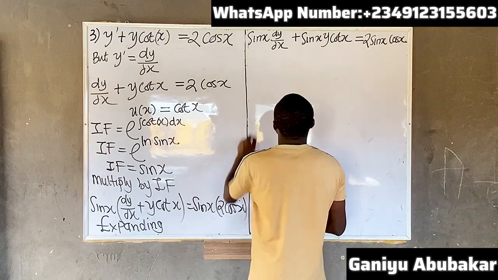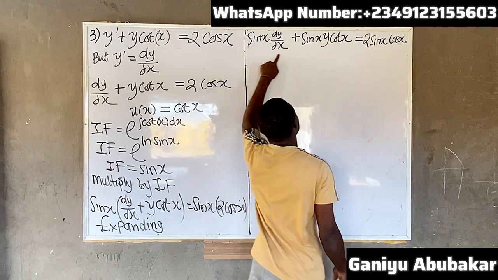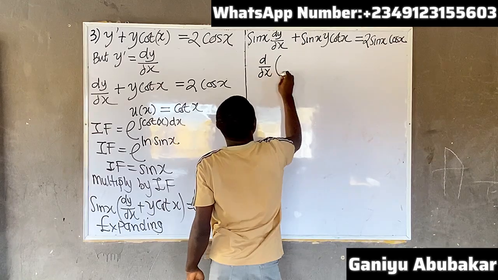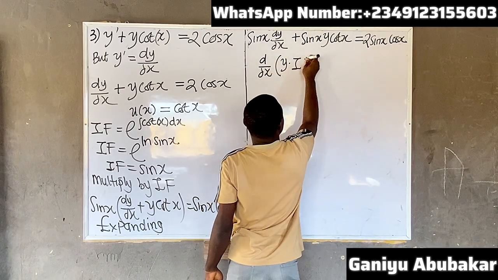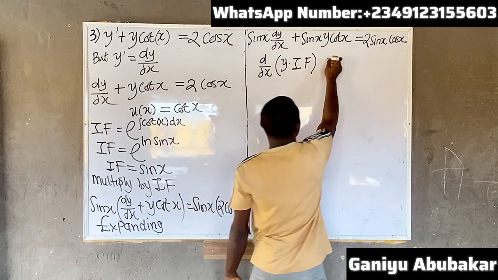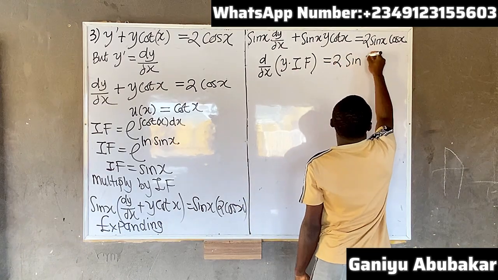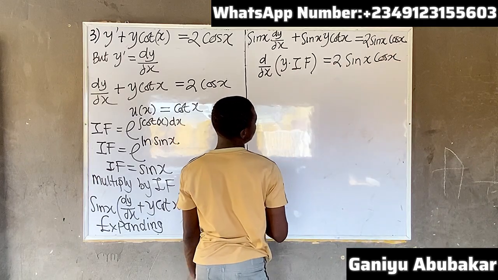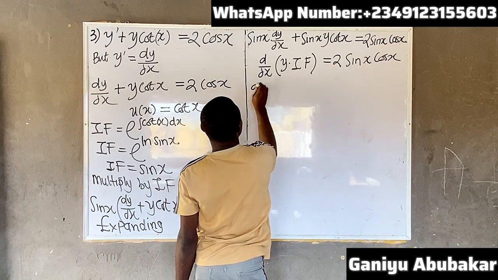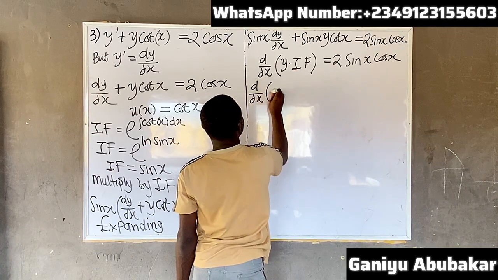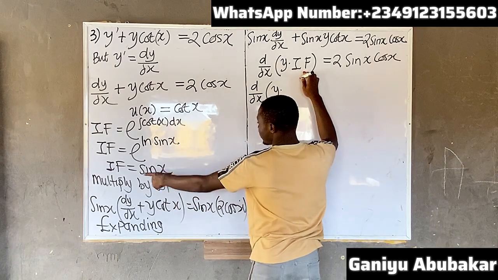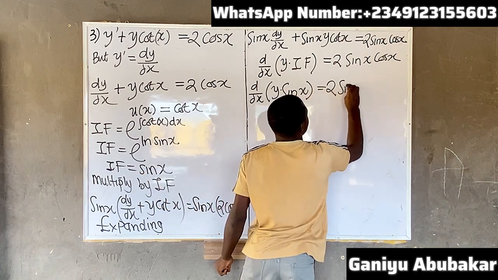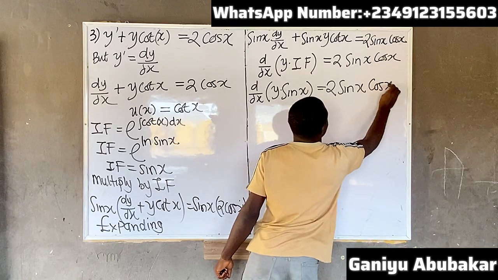We said no matter how this is looking complex, the idea is simple. That gives you the derivative of the product of y and the integrating factor. This is now equal to 2 sine x cos x. From here, this becomes d over dx of y times IF, which is sine x, that gives you sine x, equals 2 sine x cos x.